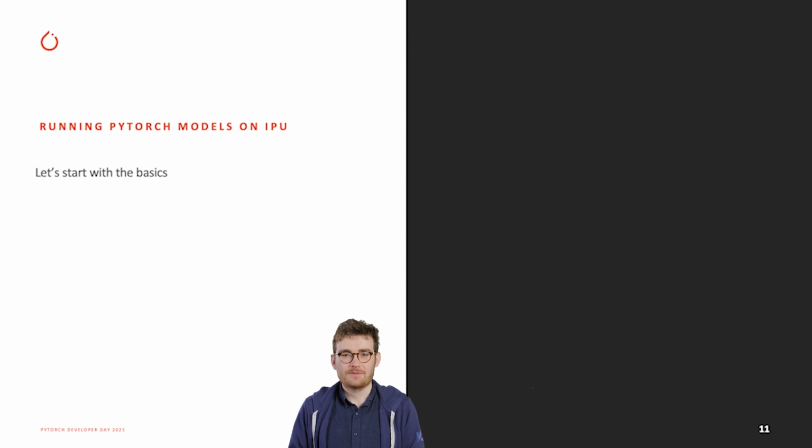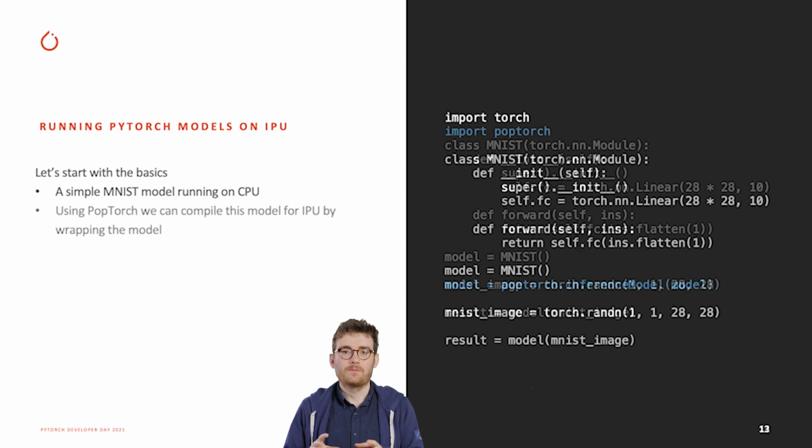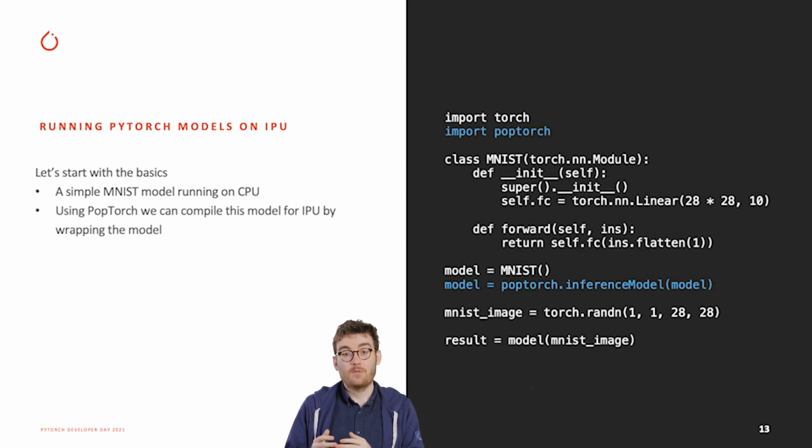Let me share some examples with you. Here you can see a super simple example running on CPU. We have a fully connected layer taking in some random data of the same shape as an MNIST image. With just 2 lines, that model can be converted into a computational graph, compiled with Poplar, and will automatically run on IPU. And one of those lines is just an include.